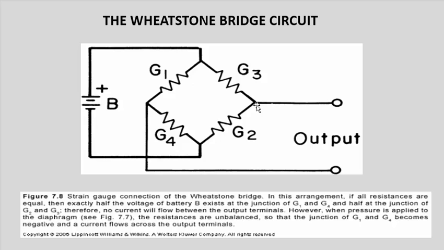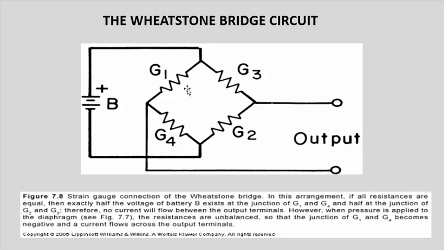Now we have a terminal at the junction between G3 and G2 and a terminal at the junction between G1 and G4. And the way the system works, when these resistors are balanced and you introduce a voltage, there is no voltage difference across this circuit between the two terminals. So no current flows.